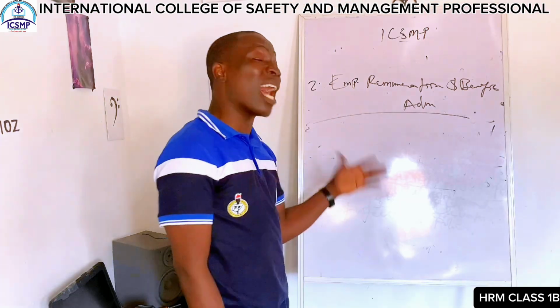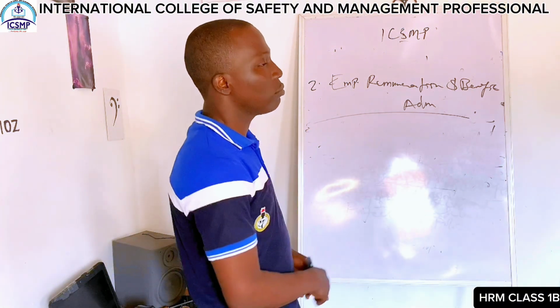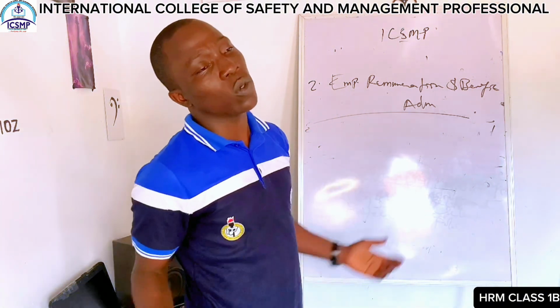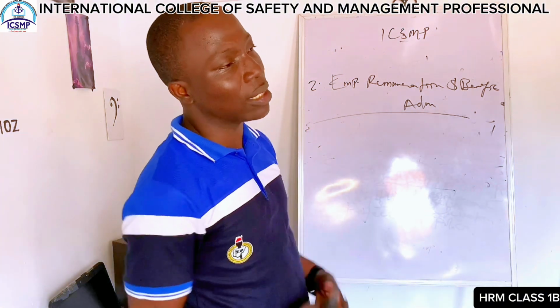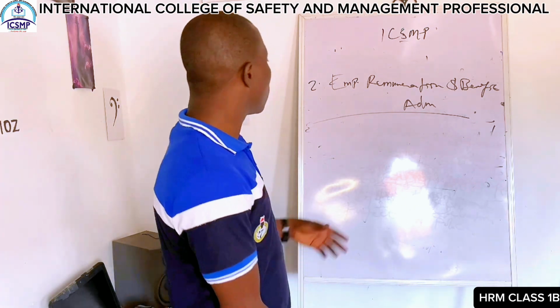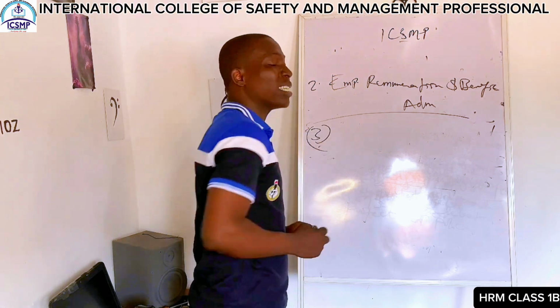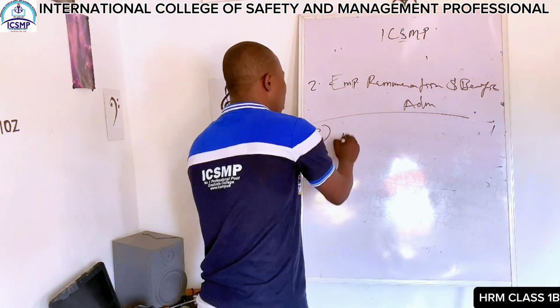And why are you doing this? You are doing this to get the best out of your employee. Like the saying goes, a hungry man is an angry man. When the man is hungry, you don't expect the person to work well. So this is under remuneration. And the third one is performance management.